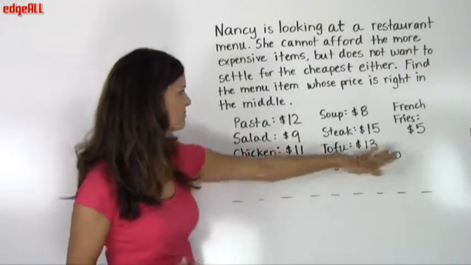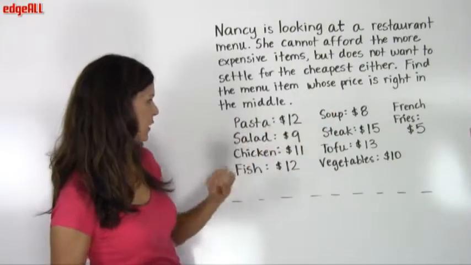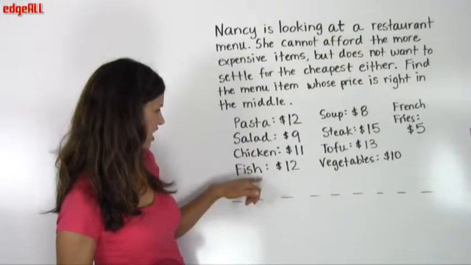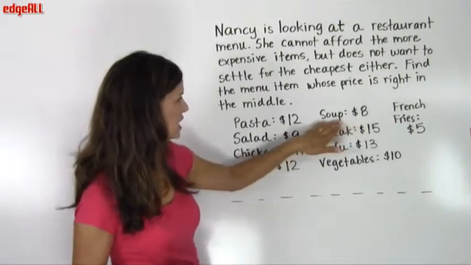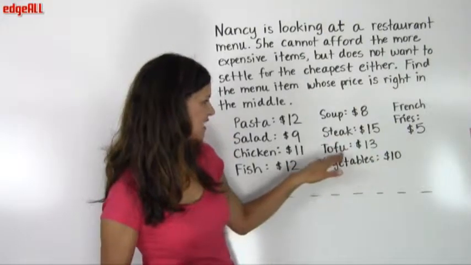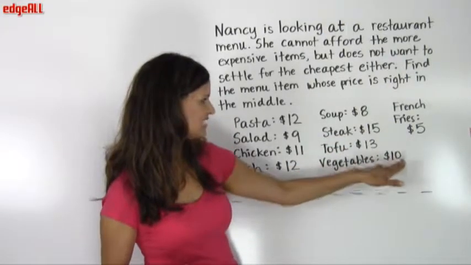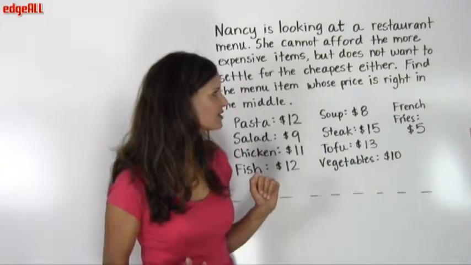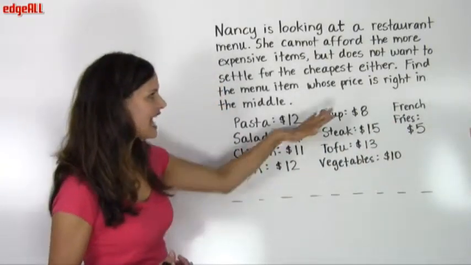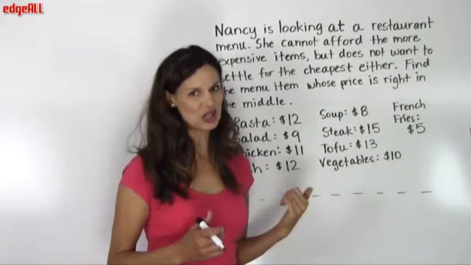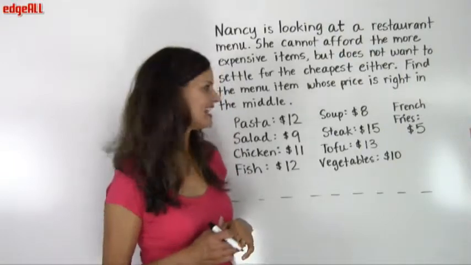So here are our menu items. We've got pasta for $12, salad for $9, chicken for $11, fish for $12, soup is costing $8, steak $15, tofu $13, vegetables $10, and French fries are on the menu for $5. Within a set of data like these menu prices, the number in the middle is known as the median.